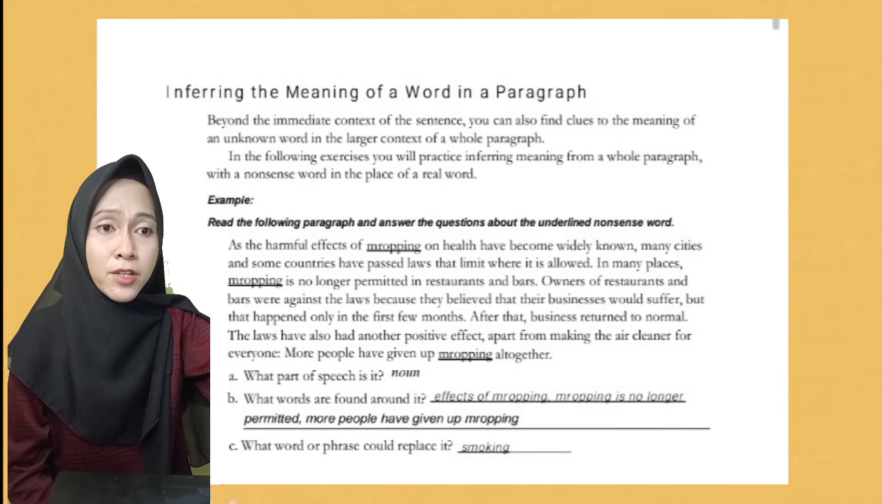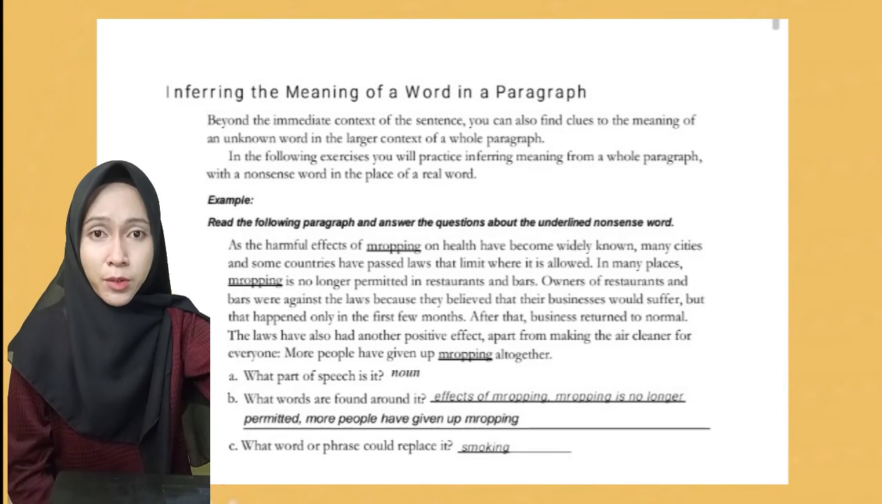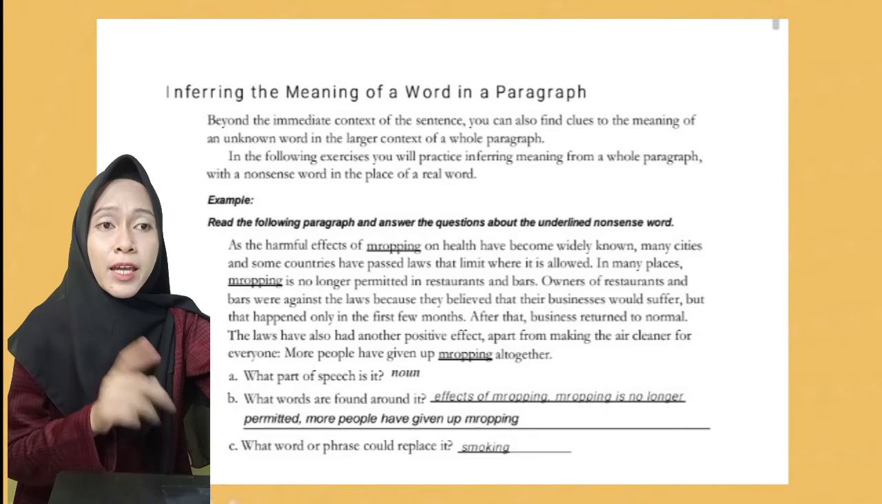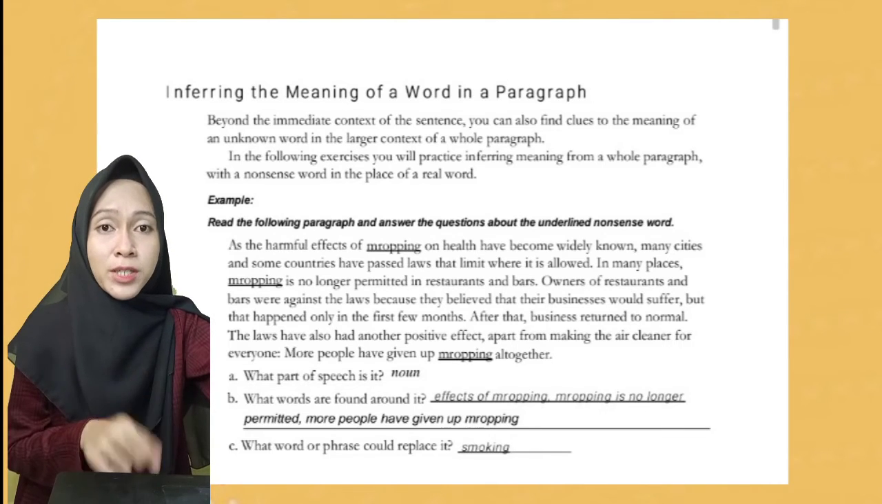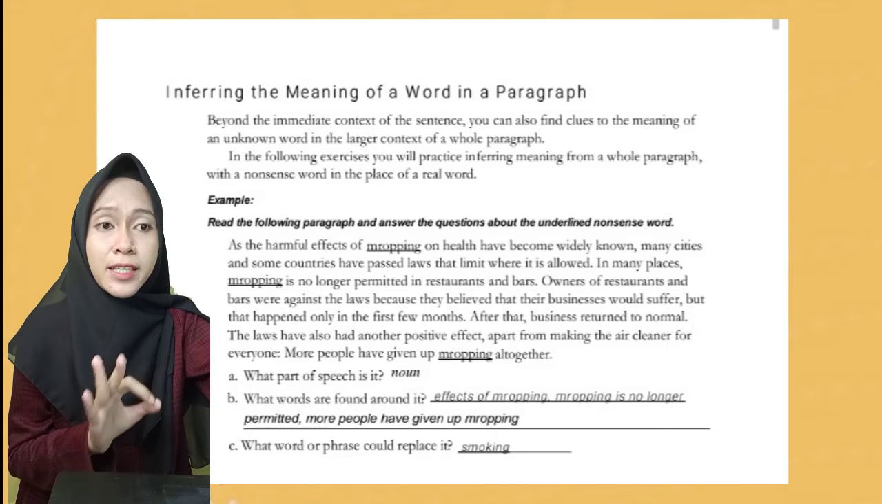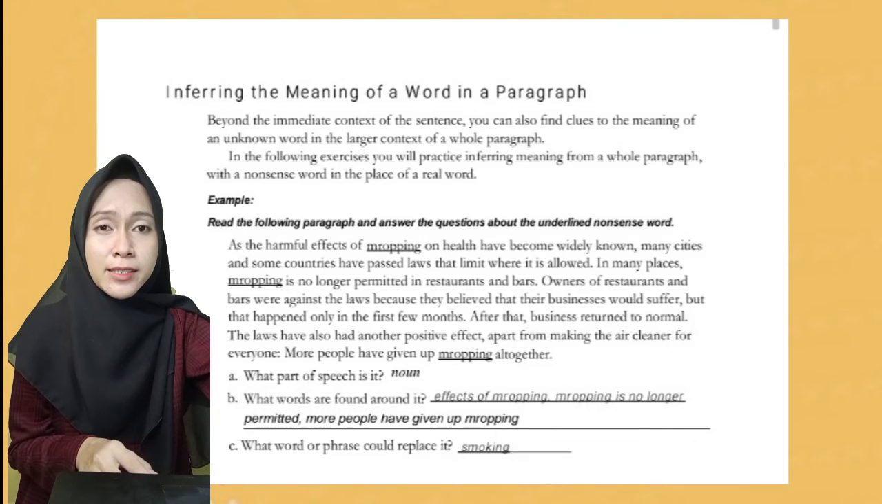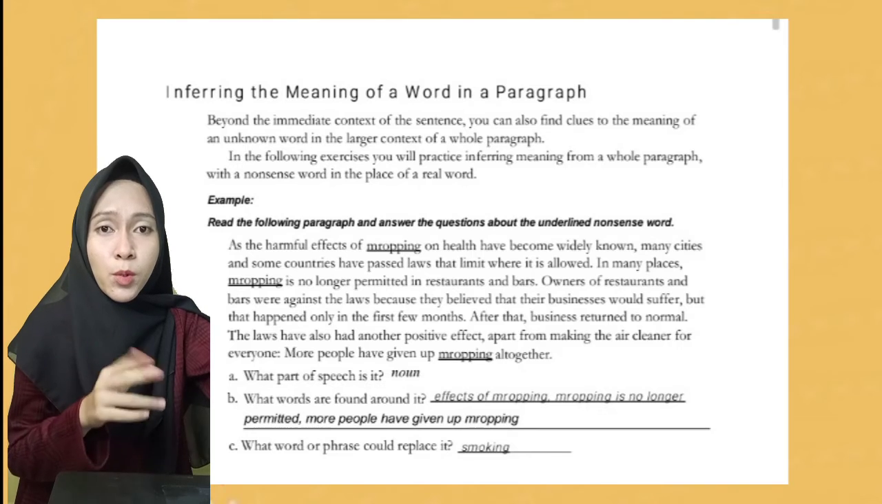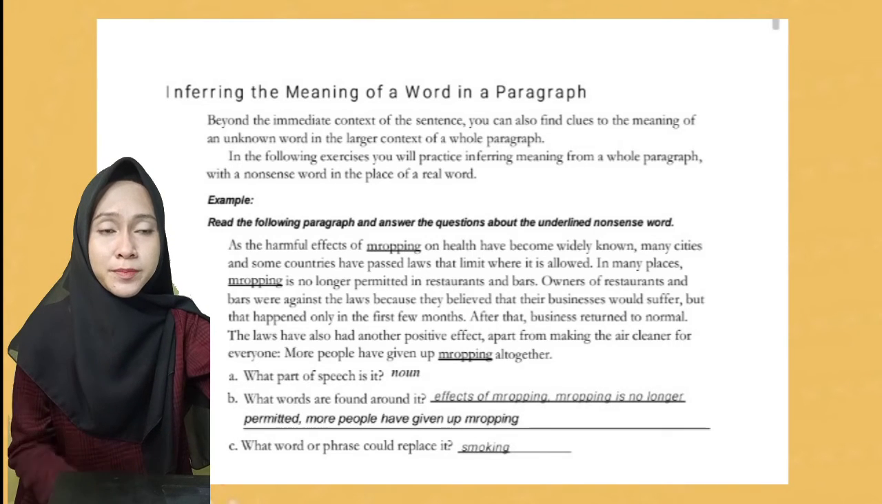A says, what part of speech is it? The answer is noun. Why is it a noun? Because when we replace it with smoking, smoking is a noun. Because smoking is the act of someone who smokes. So smoking is a noun.